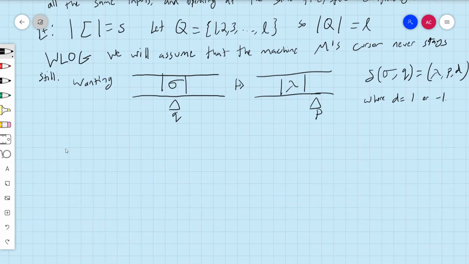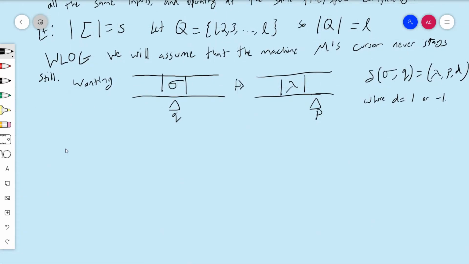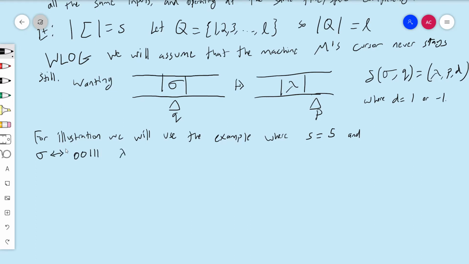And we're going to have, to illustrate what I'm going to describe, we will be assuming for illustration, we will use the example where S equals just 5, and sigma has a correspondence with 0, 0, 1, 1, 1, and lambda is 0, 0, 0, 1, 1. And so I'm going to describe things in the abstract, and then repeatedly, as I describe things in the abstract, apply it to this more particular case so that you can understand what it is that I'm describing.